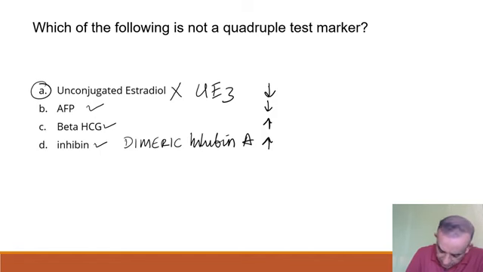Okay, so we can remember it by H. H always stays high. H is high means it is bad news. And IN for inhibin. Inhibin also stays high. So H for high and IN, inhibin, for increase. So these two are high and the other two are lower. So that is what is going to give us the quadruple test.